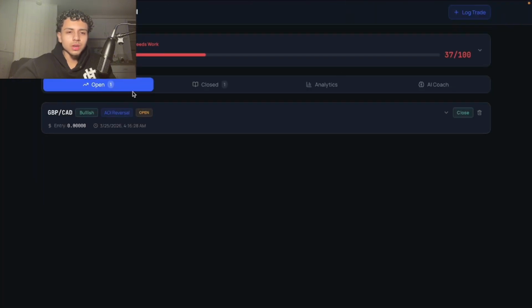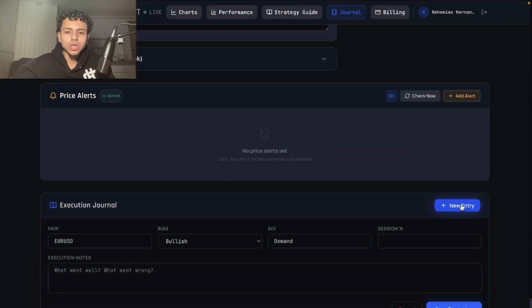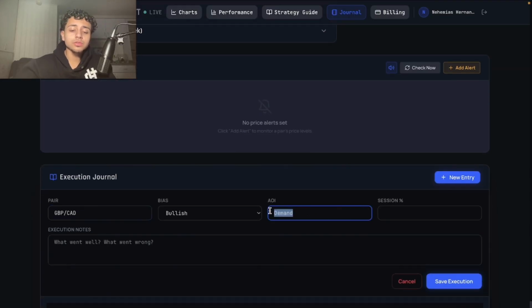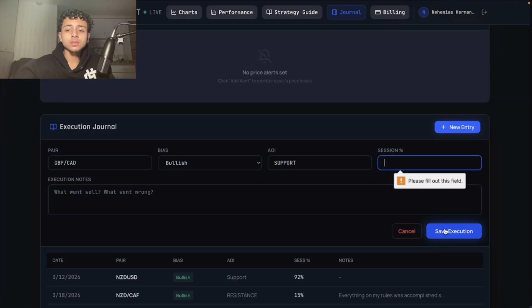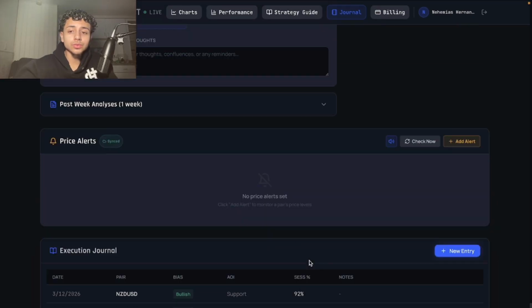In our journal, we see that we have an open market over here, and we have to wait. Once this market is open, we could come down here and put in execution, new entry. The new entry is in GBP. The pair is GBP CAD, and we say that it is bullish. The area of interest is the support, session percentage, execution node, and then save execution. Oh, so it's 100%. It's a 100% session. So good. Now we are waiting for this market to do its thing.